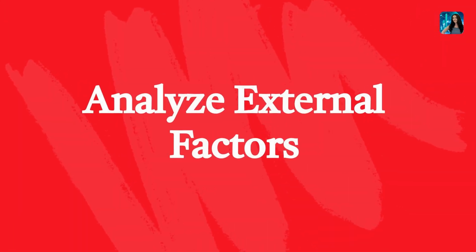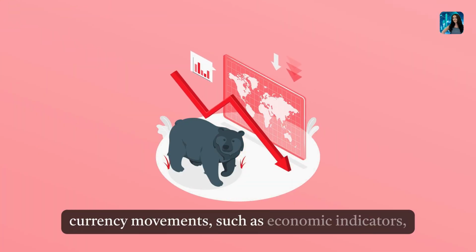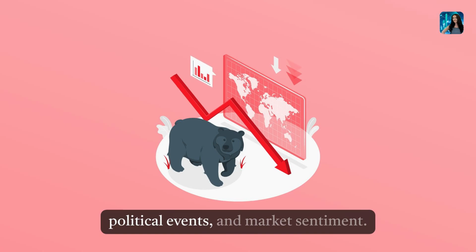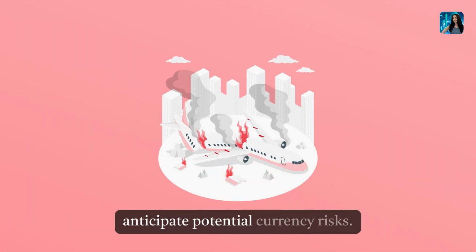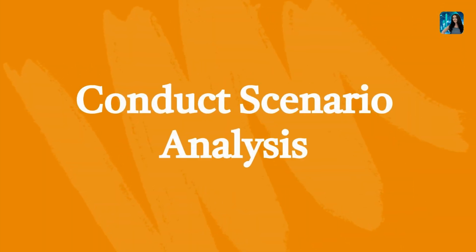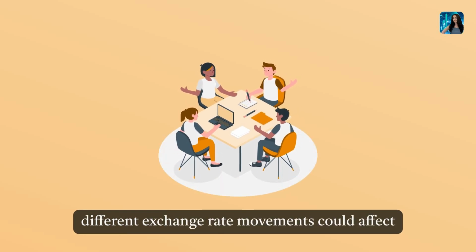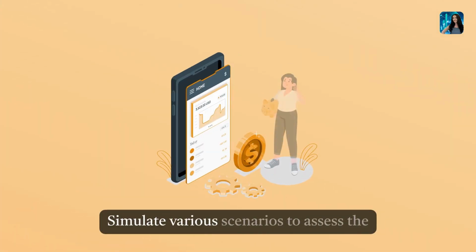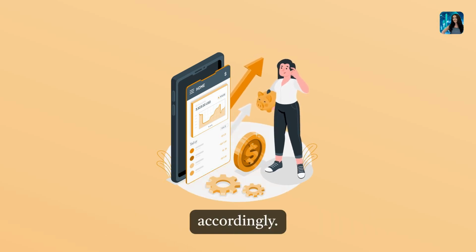Analyze external factors. Consider external factors that may impact currency movements, such as economic indicators, political events, and market sentiment. Stay informed about global developments to anticipate potential currency risks. Conduct scenario analysis. Perform scenario analysis to understand how different exchange rate movements could affect your business. Simulate various scenarios to assess the best and worst case outcomes and prepare accordingly.